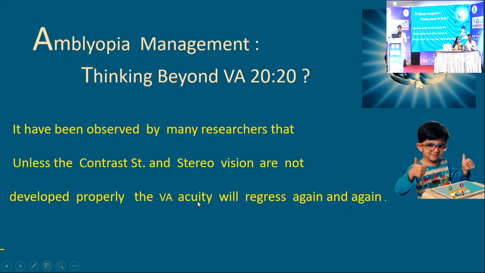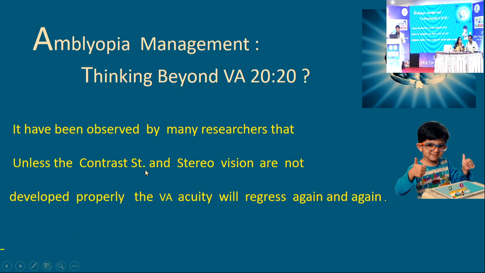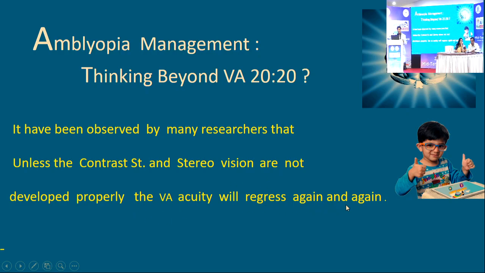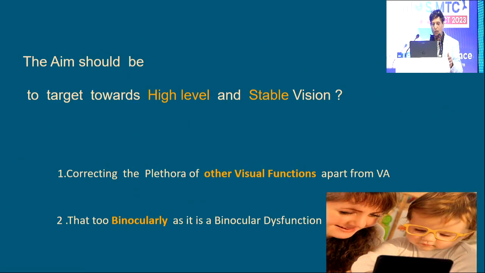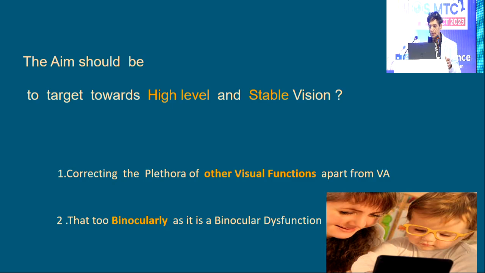It has been observed by many researchers that unless the contrast sensitivity and the stereo vision are developed properly, the visual acuity will regress again and again. So our aim is to target high-level and stable vision by correcting the plethora of other visual functions apart from visual acuity, and that too binocularly, as it is a binocular dysfunction.